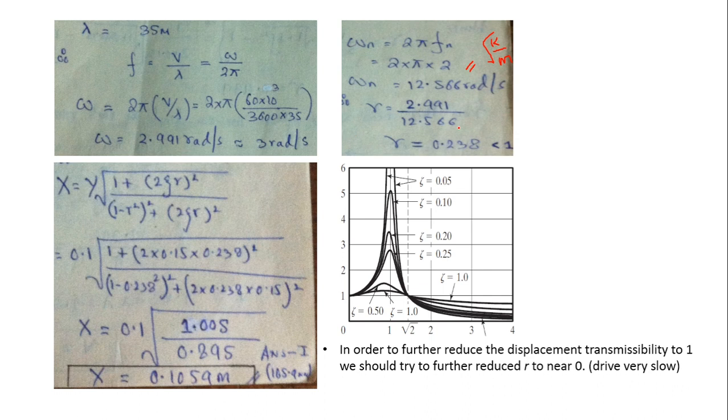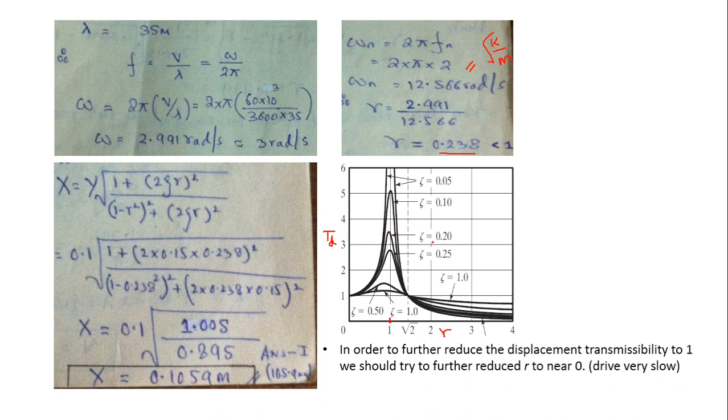So we find out the value of r. It is 0.238, which is less than 1. So if this is 1, and this is the graph between the force transmissibility, sorry, the displacement transmissibility and r, and we see that the value of r has been calculated as 0.238. So it is less than 1, maybe somewhere here.